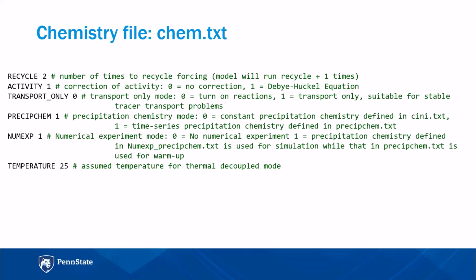Next, we keep the activity line set to 1, so activity will be corrected by the Debye-Huckel equation, where the Debye-Huckel size parameters for different species are listed in the database.